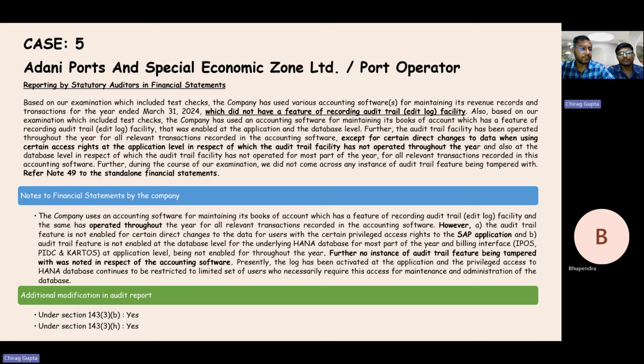Also, we can see that the company in its notes to financial statements has separately disclosed that the audit trail facility was in function and operated throughout the year, except for some circumstances, like the audit trail feature not being enabled for certain direct changes to data for users with certain privileged access rights to the SAP application. And in point B, we can see that the audit trail feature is not enabled at database level.